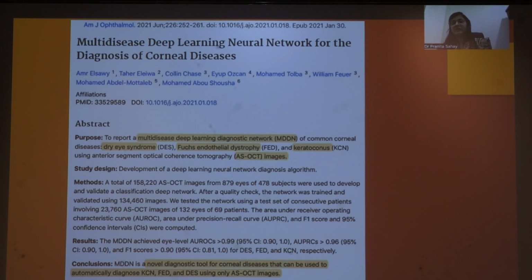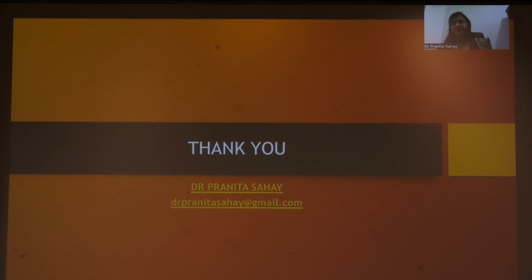So development and refinement of such softwares in future is something which will be most promising for clinicians to use in daily practice. Thank you.